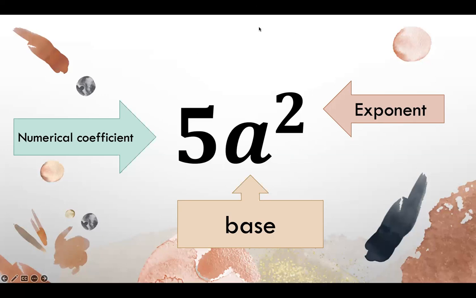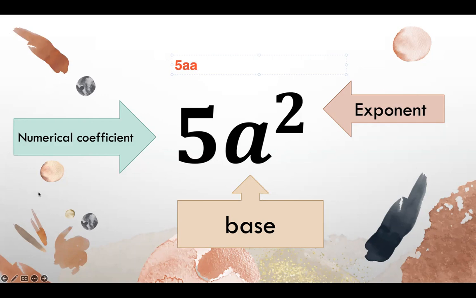So if we are going to expand this, since we have base A being raised by 2, that is A times A. And also 5 is not being raised by an exponent, and that is why 5a squared is simply 5a times a, or 5 times a times a.